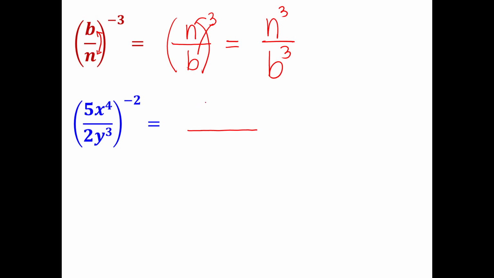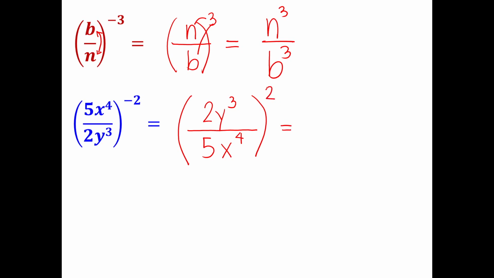The 2y squared goes to the top, sir. 2y cubed, very good. And what goes to the bottom? 5x raised to 4. Very good. And what will happen to negative 2? Positive, sir. Positive 2.